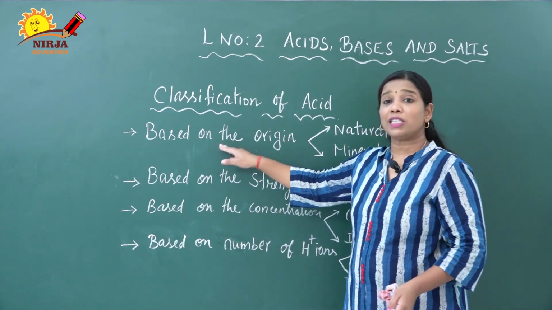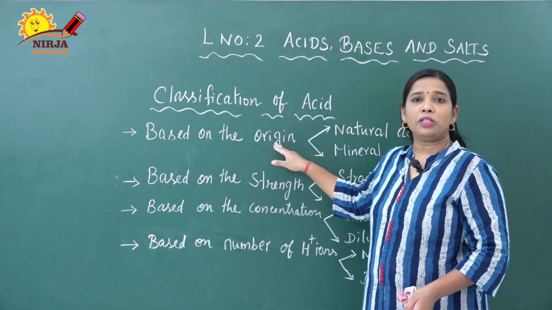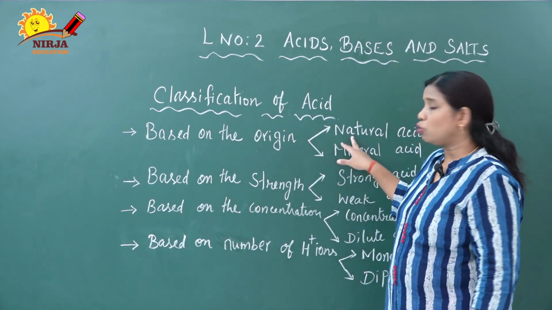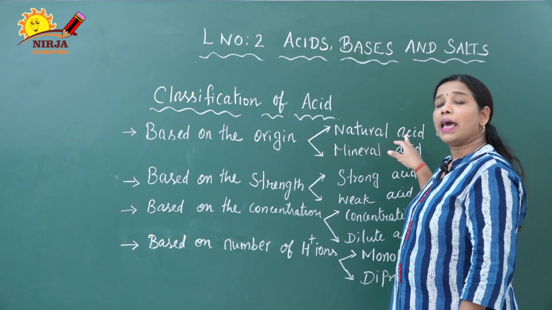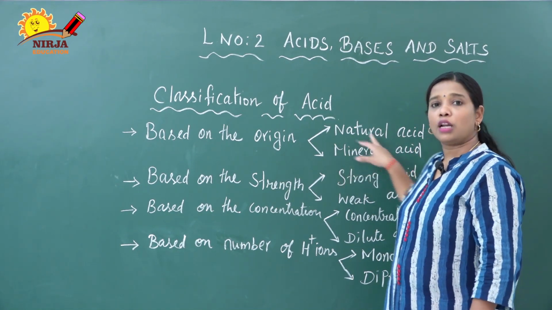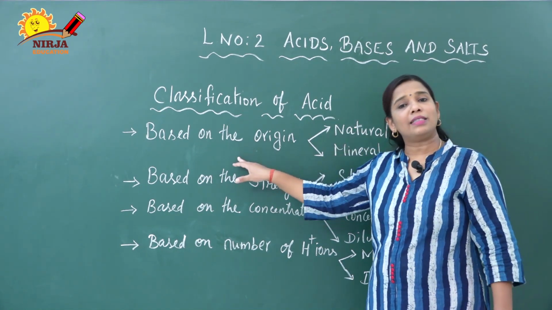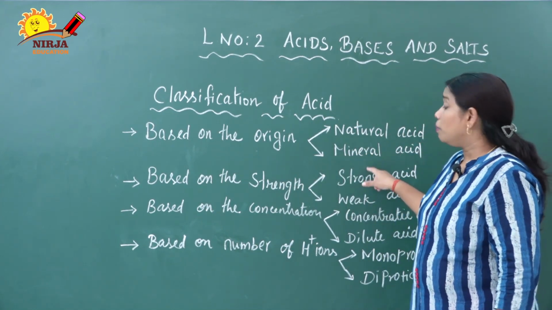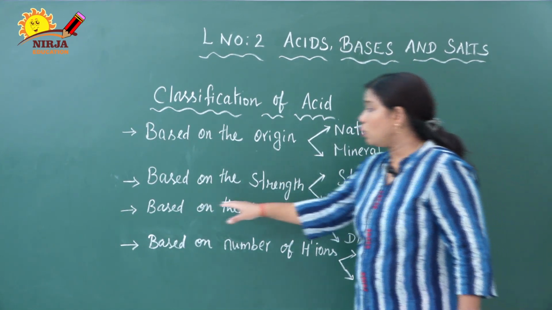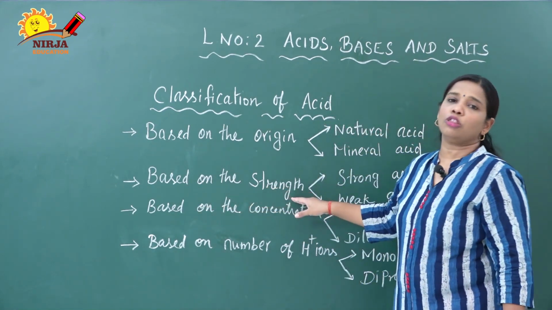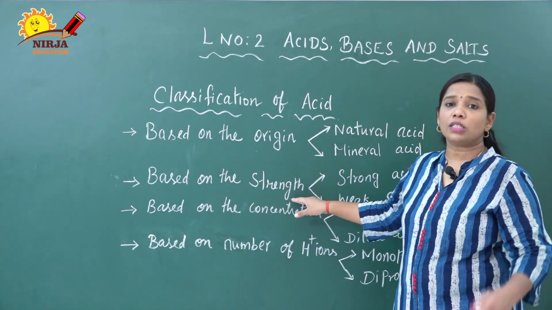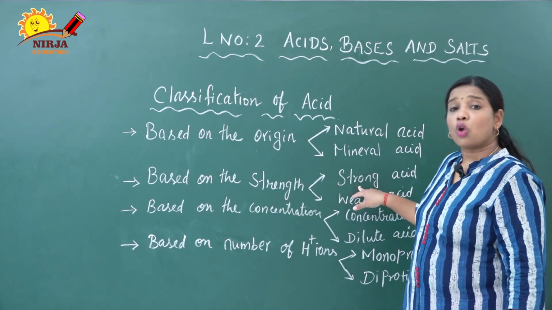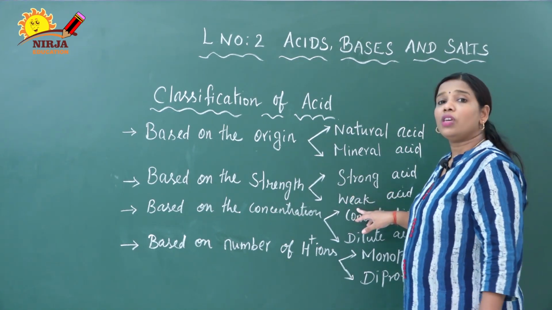The first one is based on the origin. Origin means occurrence. Based on the occurrence, it is classified into 2 types: natural acid and mineral acid. The second one is based on the strength of acid. Based on the strength, it is classified into 2 types: strong acid and weak acid.